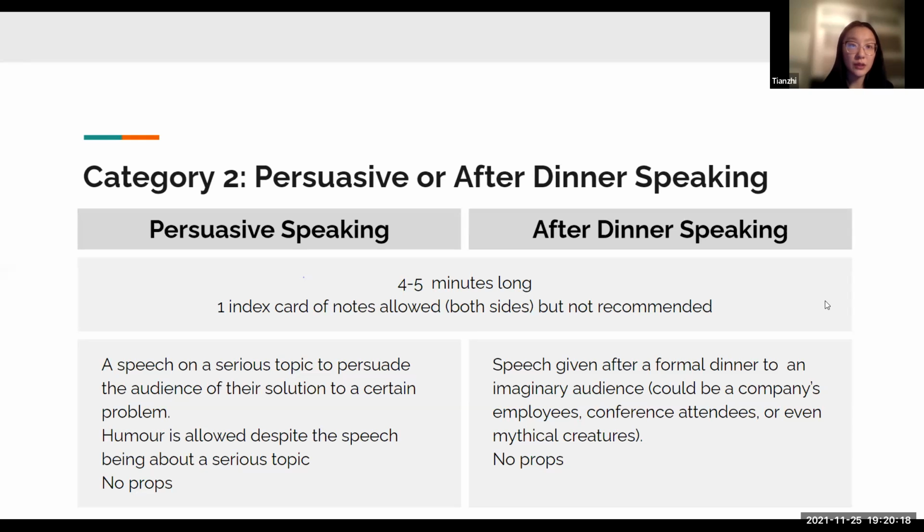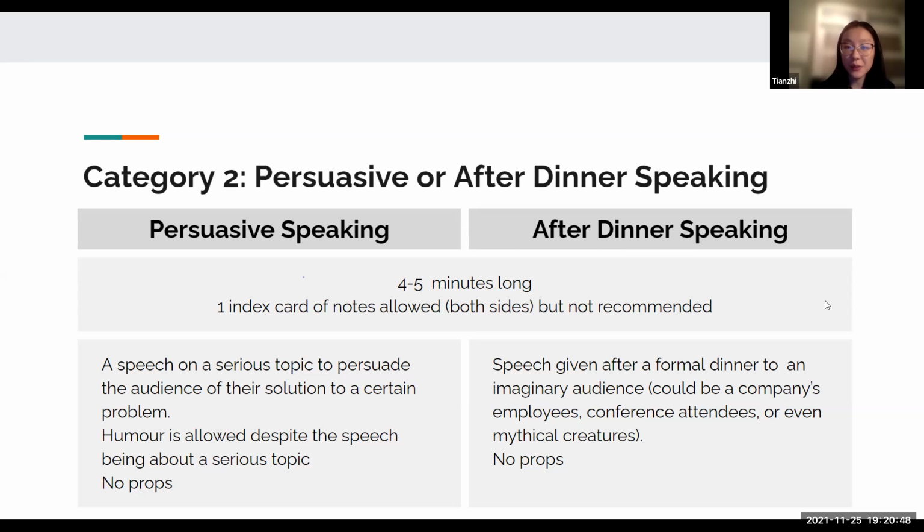You are allowed to introduce some elements of humor, even though this is a serious topic. You can make it a little bit lighthearted, but do keep in mind that you generally do want to keep things more on the serious side. And then last but not least, no props. So that means you cannot bring in an object that helps you prove something. Basically, it's just you and the camera, and that's it.